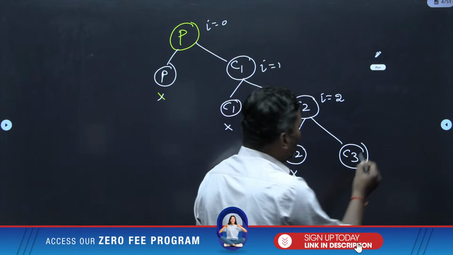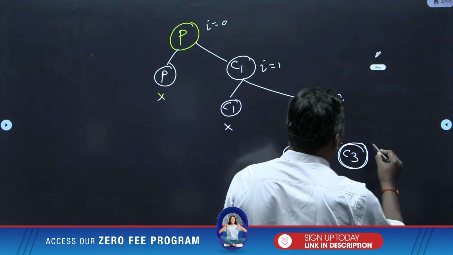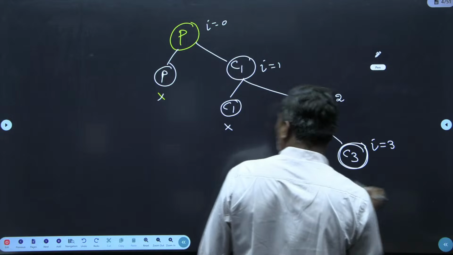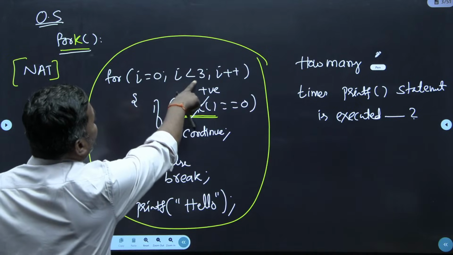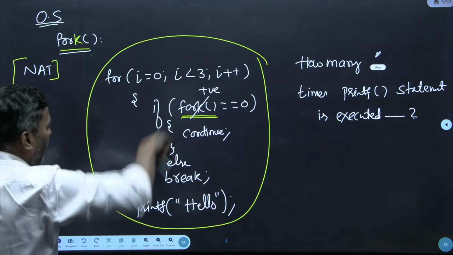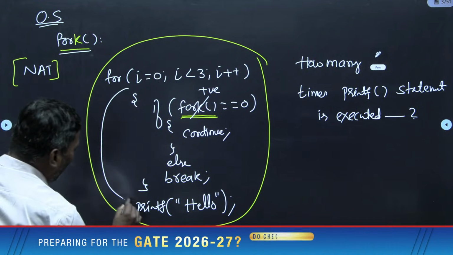Now this loop has to execute, and i has been incremented to 3. I check the condition: i less than 3 is false. The condition is false, which means the loop will not run, so it directly jumps to printf, right?